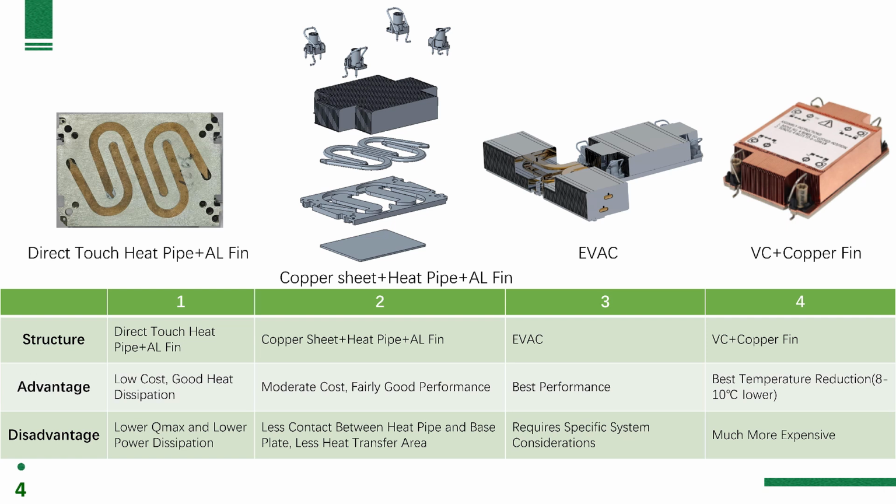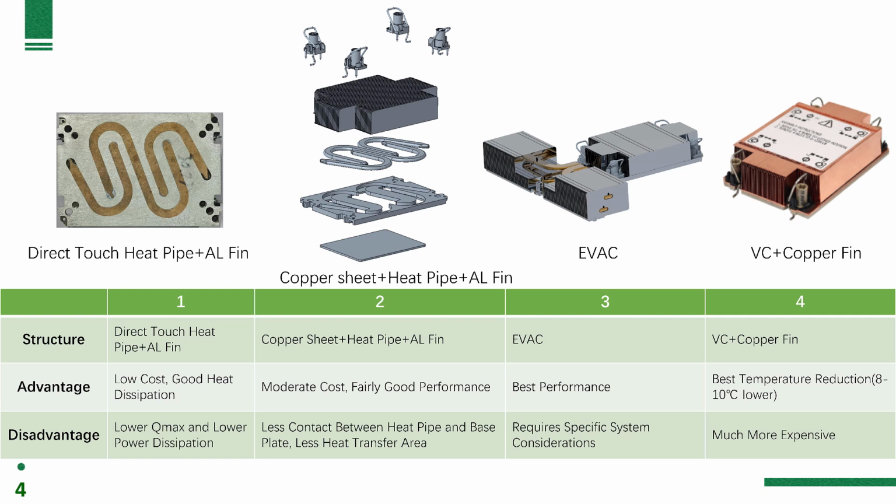The first type features heat pipes embedded in the base plate, making direct contact with the heat source, offering excellent performance at the lowest cost, but with a relatively low thermal limit. The second solution is the most common, where a copper plate contacts the heat source, offering a moderate balance of performance and cost. The third type is the EVAC heat sink, with a large fin area, providing strong performance and certain structural requirements for the system.